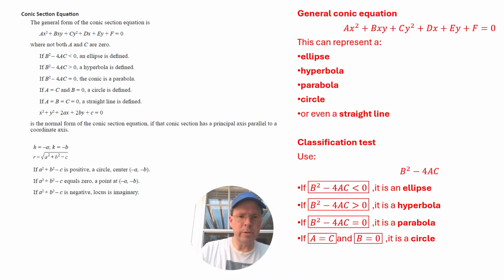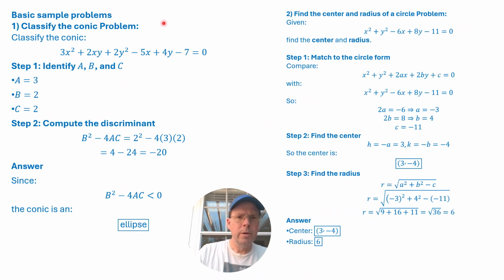So then we can do an example now. Let's do some basic problems, classify the conic. Here's an example. I wrote out a sample. So the first thing you do is identify the A, B, and C. So A is 3, and we've got 2 for B, and the C here is 2. Compute the discriminant, b squared minus 4ac, which is minus 20. And then since that minus 20 is less than 0, this conic is an ellipse.